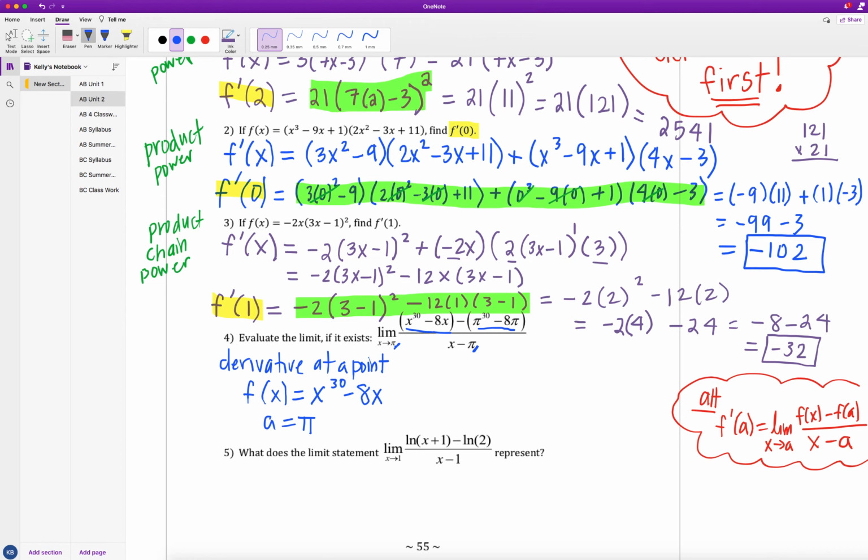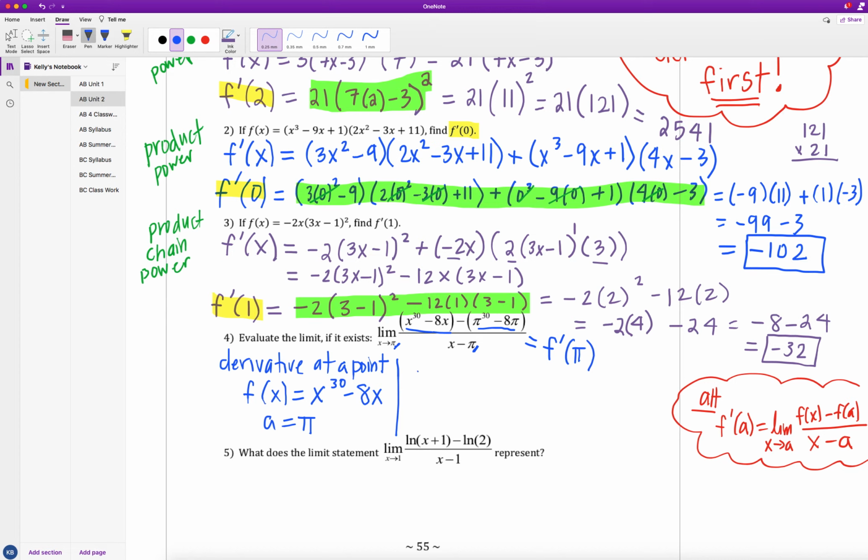So what this allows us to do here is this limit then is going to be equal to f prime of pi, where f of x is this x to the 30th minus 8x. So instead of finding the limit and going through algebraic manipulation, if I know that this limit is equal to f prime of pi, well, let's just find f prime of pi then. That would be an easier route to take.